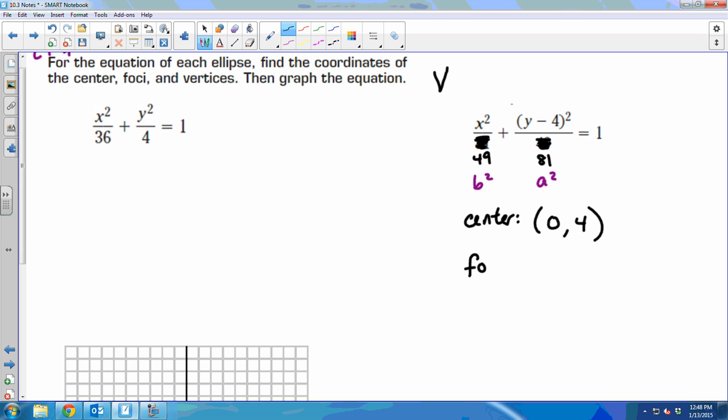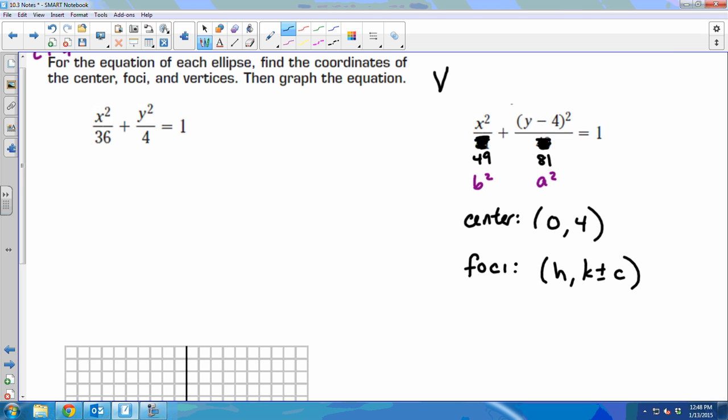So for the foci, for a vertical ellipse, you should have h, comma, k plus or minus c, which is the opposite of what we had last time. Last time we added and subtracted c to h. Now it's at k because it's vertical. And again, that's on the red formula sheet. You can memorize this part. That one, foci is.